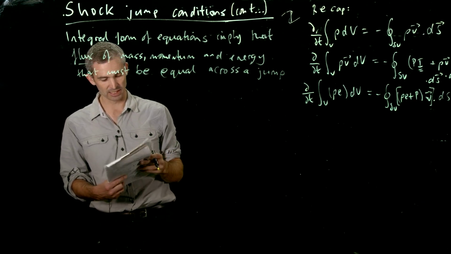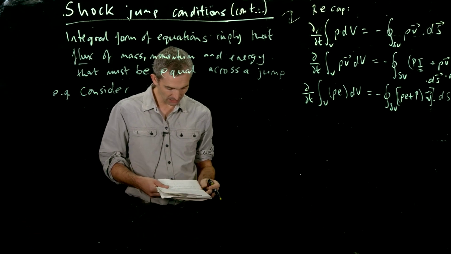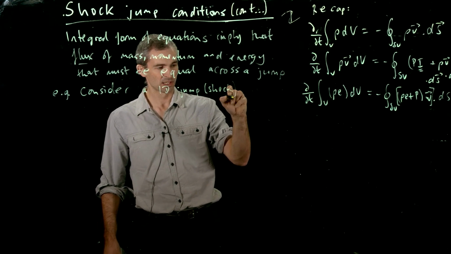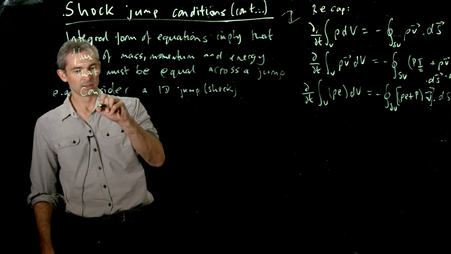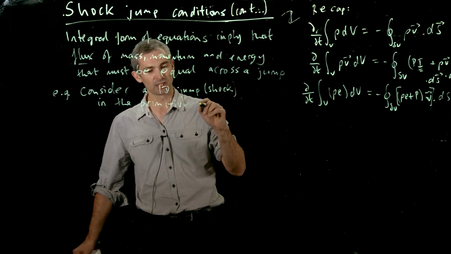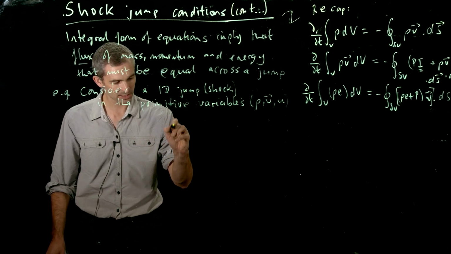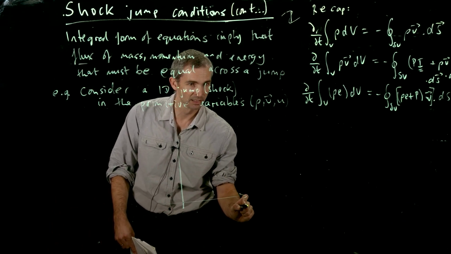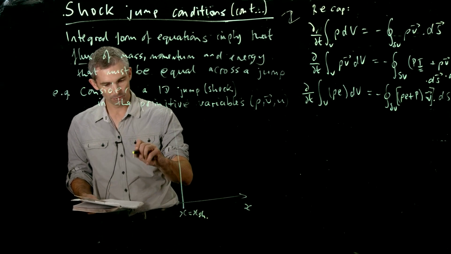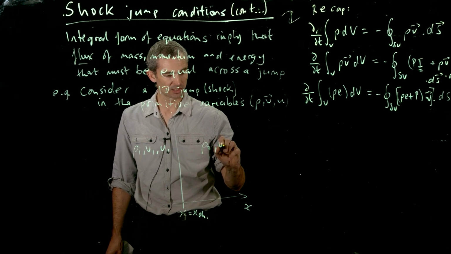So what do we mean by a jump? Let's consider a one-dimensional jump or shock, a simple one-dimensional jump in the primitive variables. So imagine there's a jump in density, velocity, and thermal energy. So that's rho, v, and u. Imagine this is the x direction, and at some point, which we call x equals x shock, there's a jump from rho 1, v1, and u1 on the left-hand side to rho 2, v2, and u2.